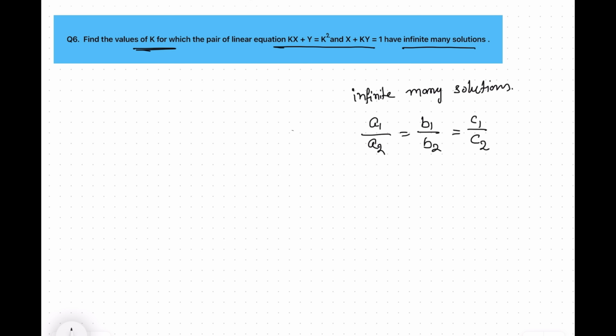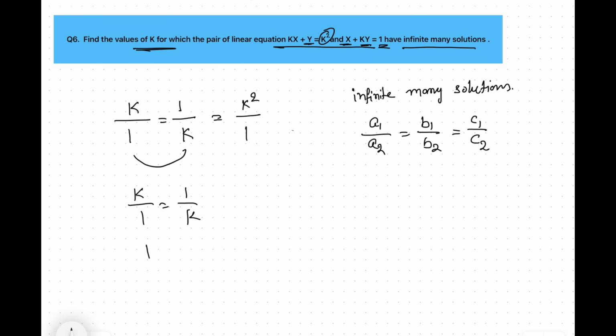Let's find out. A1 is the coefficient of x, that is k, divided by A2 over here, that is 1. B1, the coefficient of y, that is 1, divided by the coefficient of y, that is k. The constant, sorry, not coefficient, the constant is k squared, and the coefficient here is 1, right? So we have to find the value of k. We can take any two conditions. Let's take k by 1 equal to 1 over k. So you can write k square is equal to 1. So the value of k is plus minus 1, right?